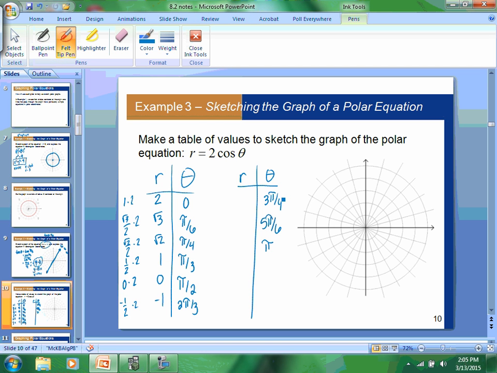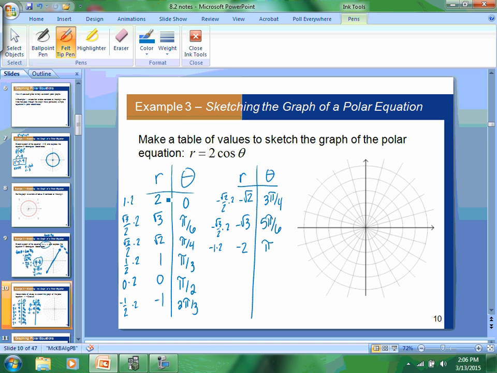3 pi over 4, the cosine value of that is going to be negative square root 2 over 2. So when I multiply that by 2, I get negative square root 2. So opposite of what I had over here for pi over 4. 5 pi over 6, when I substitute that in and take the cosine of it, I'll get negative square root 3 over 2, times the 2 up front is going to be negative square root 3, which again, is opposite of what I had over here. And then for pi, cosine of pi is negative 1 times 2 is going to be negative 2. So the opposite of what I started with.